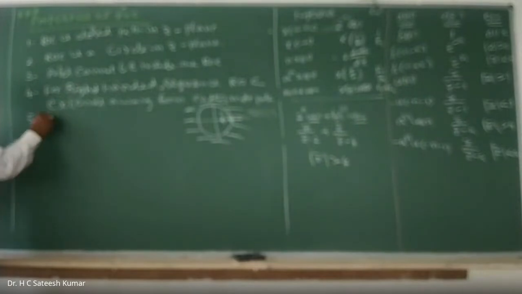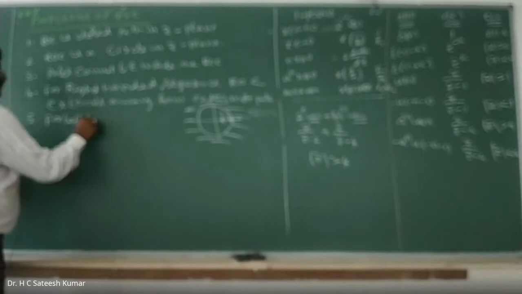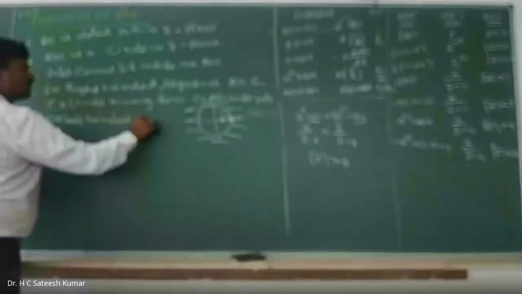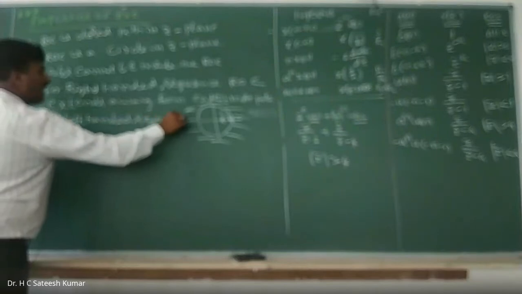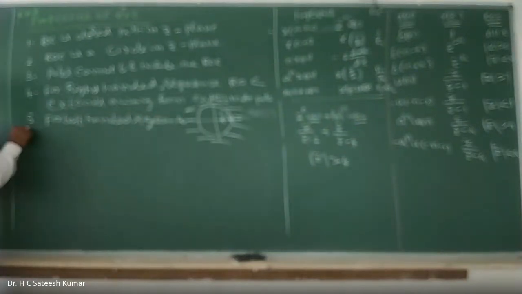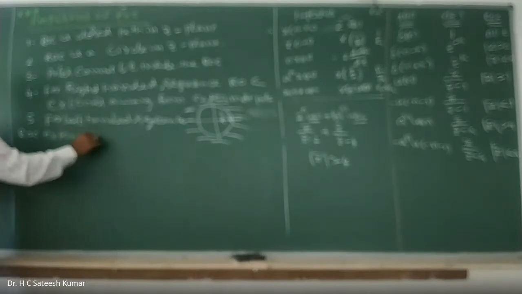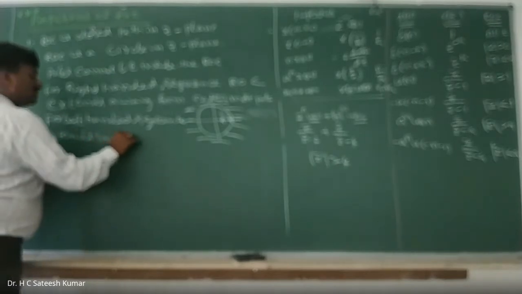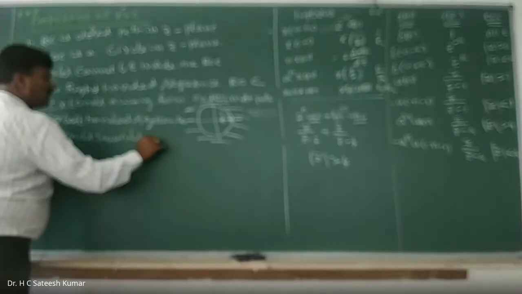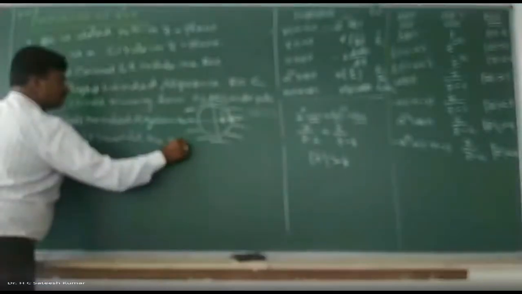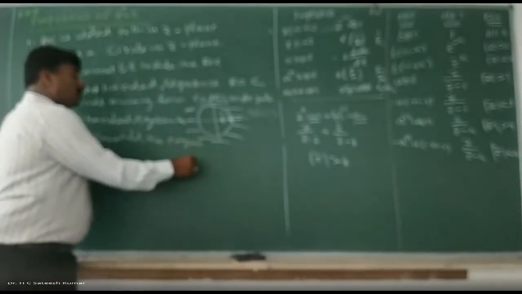Fifth one. For a left-handed sequence, ROC extends towards the origin from the innermost pole.